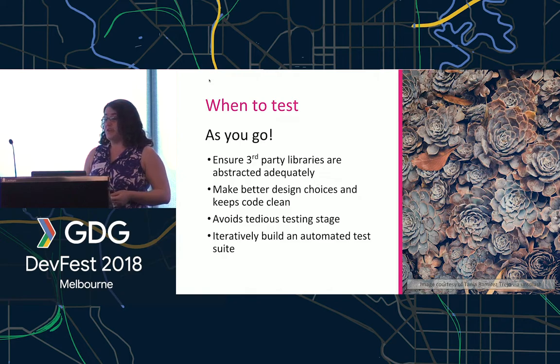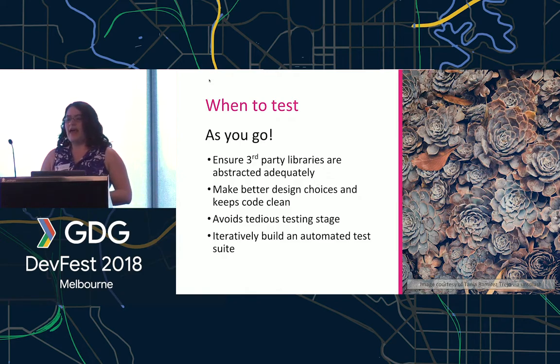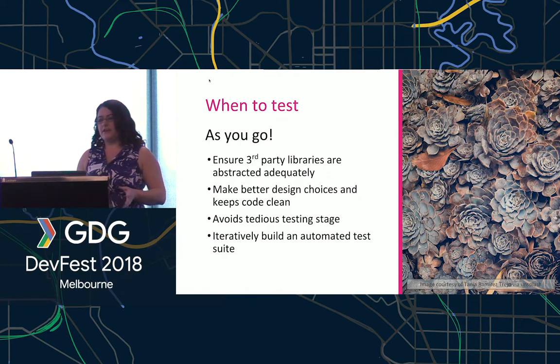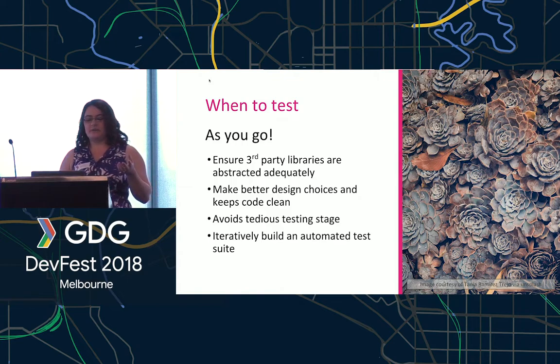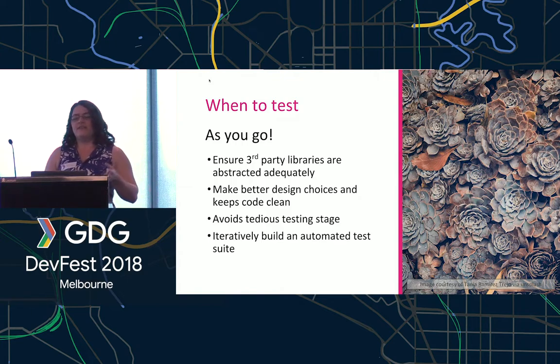The answer is as you go. Now, I'm not going to advocate TDD for Android. I don't think it actually works that well. But what you should at least try to do is every commit that you're making, commit a couple of tests alongside it. And there's a few reasons for this. It's going to help you abstract your dependencies early on. And it's also going to make your code have better design choices, testable design choices.